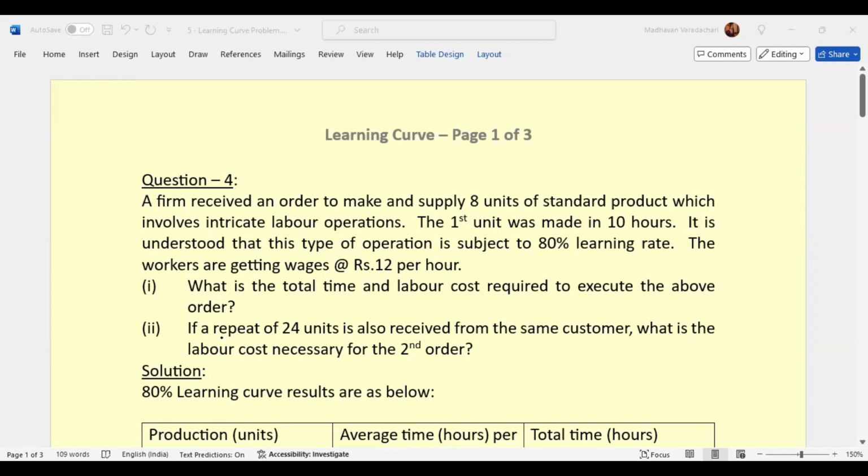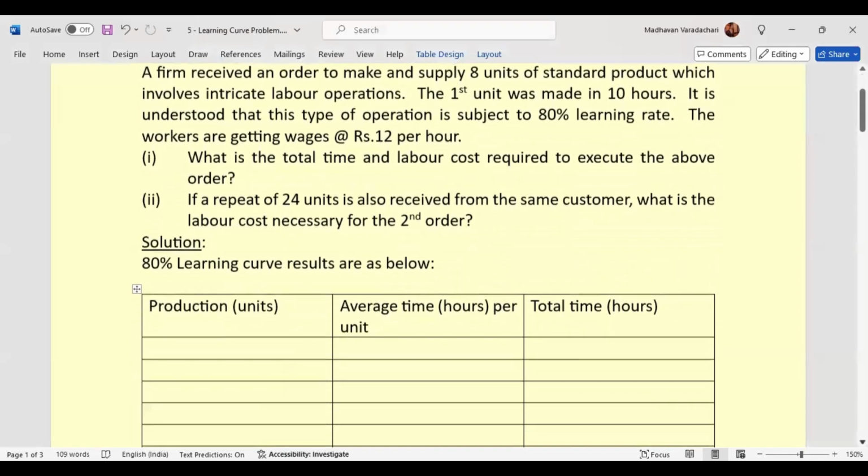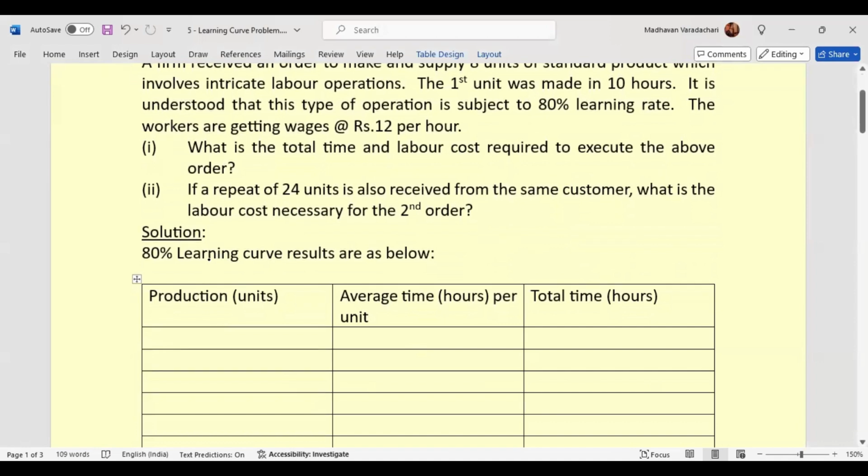Second question, if a repeat of 24 units is also received from the same customer, what is the labor cost necessary for the second order? Let us proceed with the solution. We are going to now create the results based on this 80% learning curve.